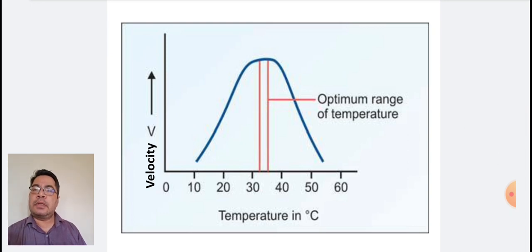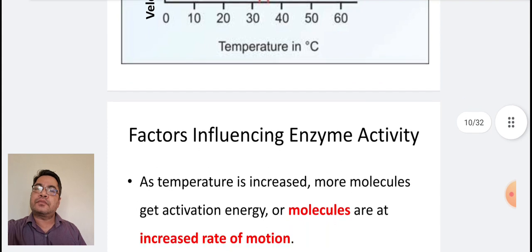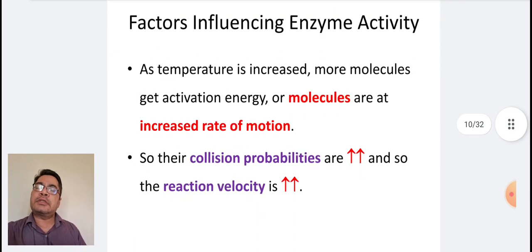In this graph, we can see that temperature is plotted against velocity, where bell-shaped curve is obtained, and optimum range of temperature is seen in between. As the temperature is increased, more molecules get activation energy or molecules are at increased rate of motion, so their collision properties are increased, and so the reaction velocity is also increased.